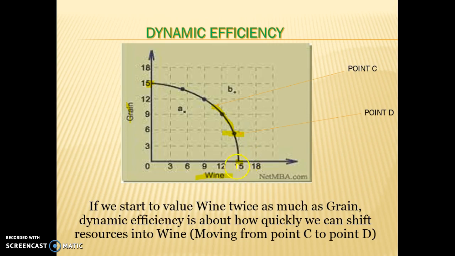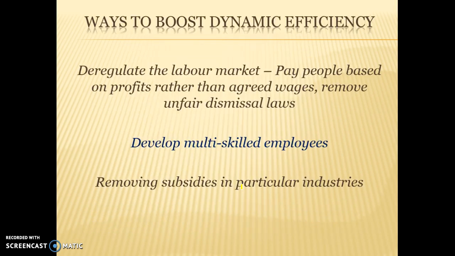It's still not a dynamically efficient point here, because the opportunity cost is so high at the end of our graph, so we're still better off being at a point on the PPF, but it is at a different point now. And dynamic efficiency is how quickly we can get from point C to point D, based on changes in consumer preferences. How can we boost dynamic efficiency?